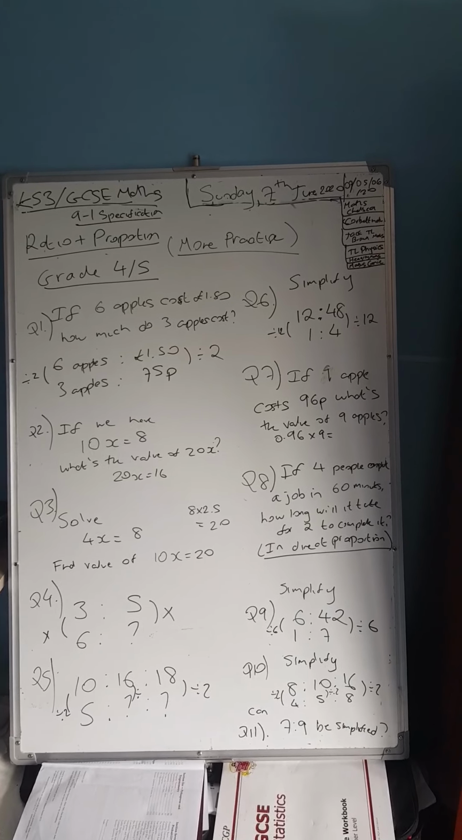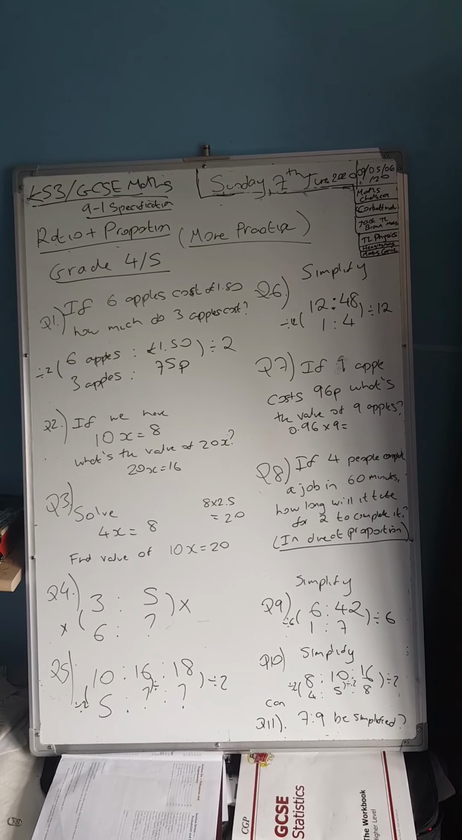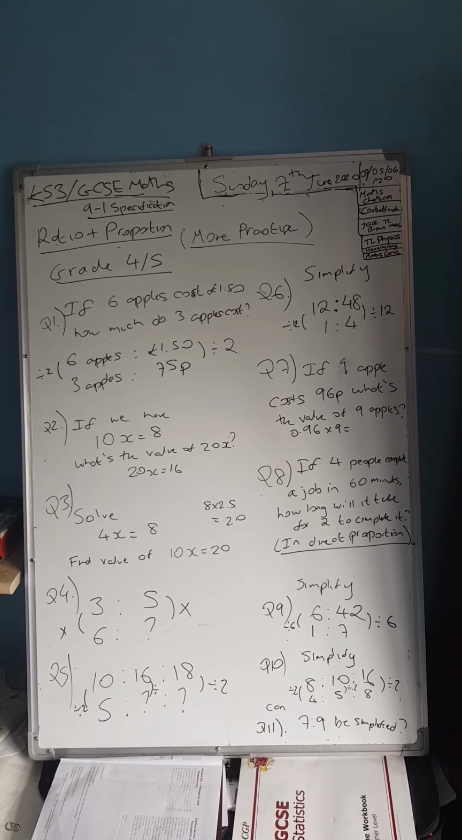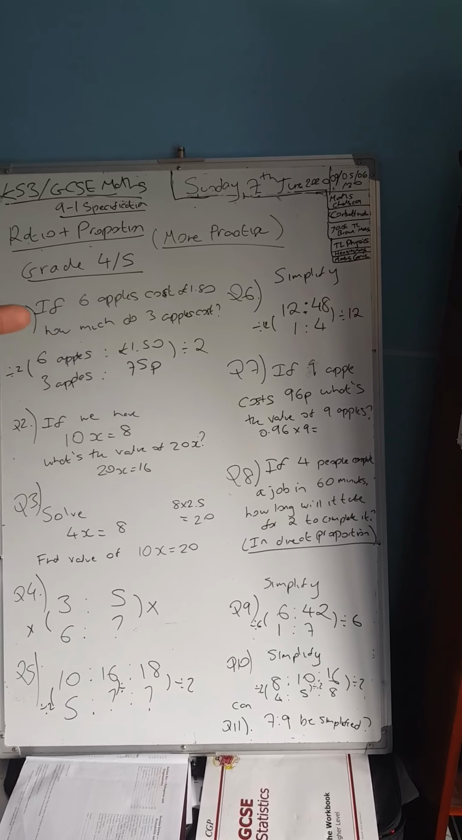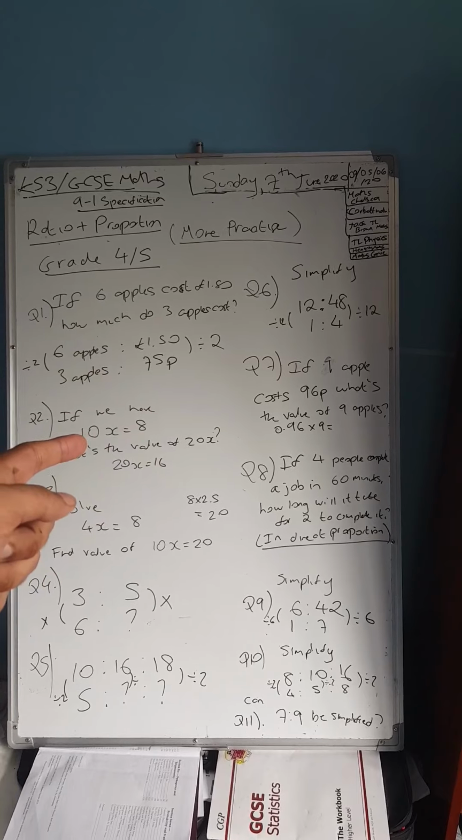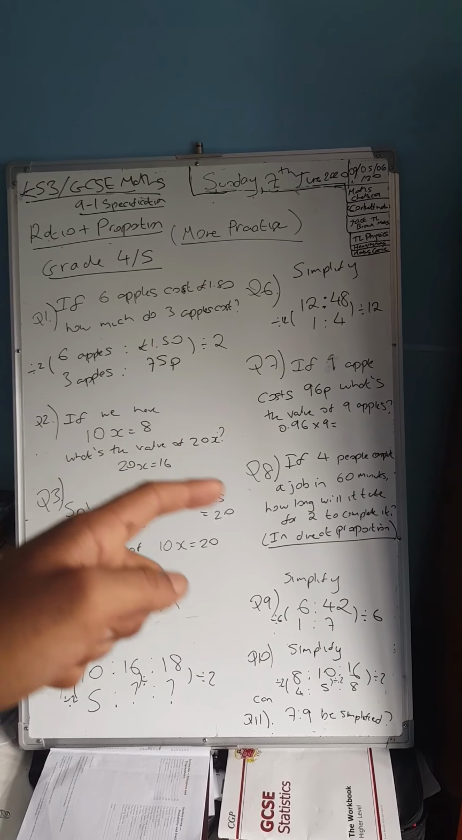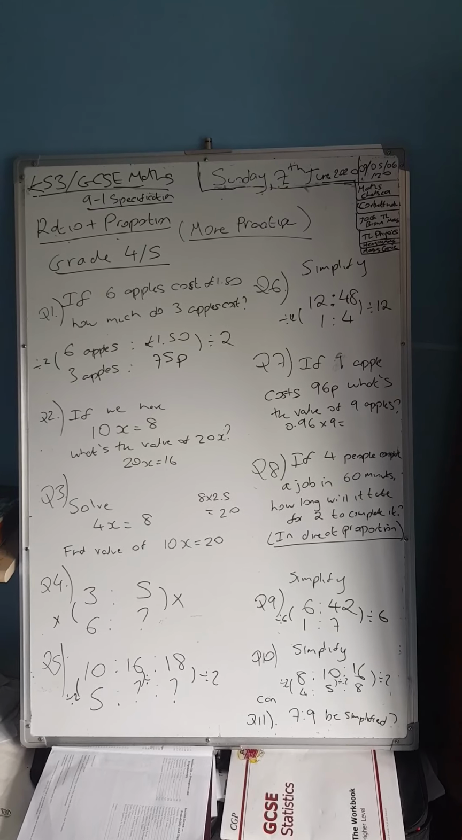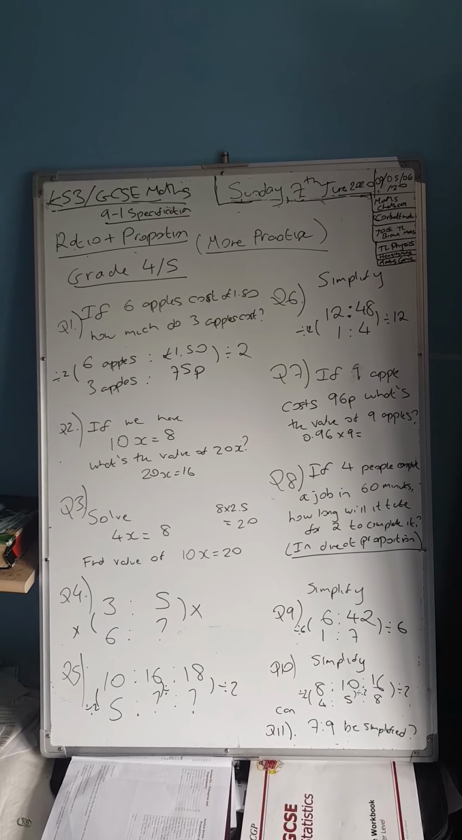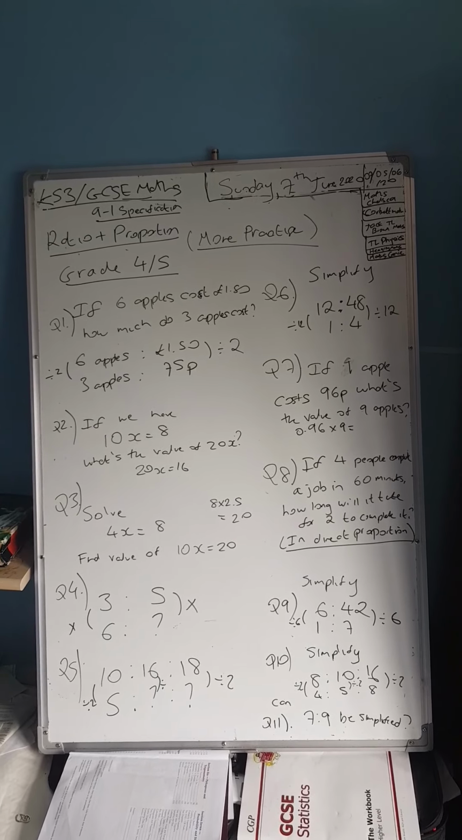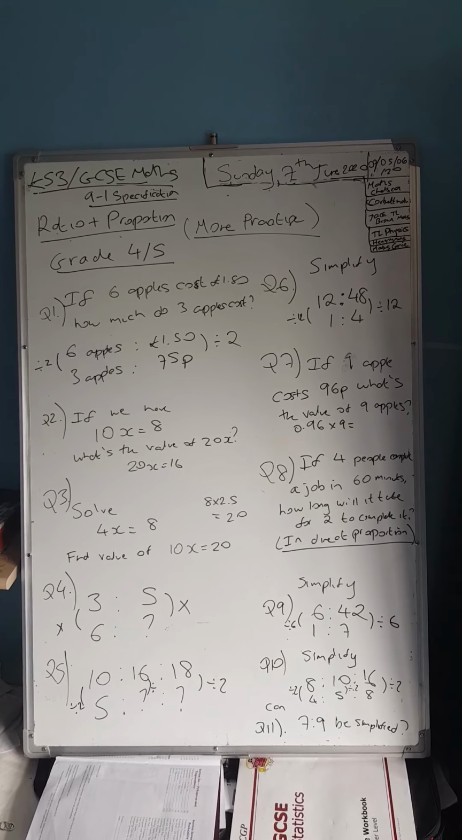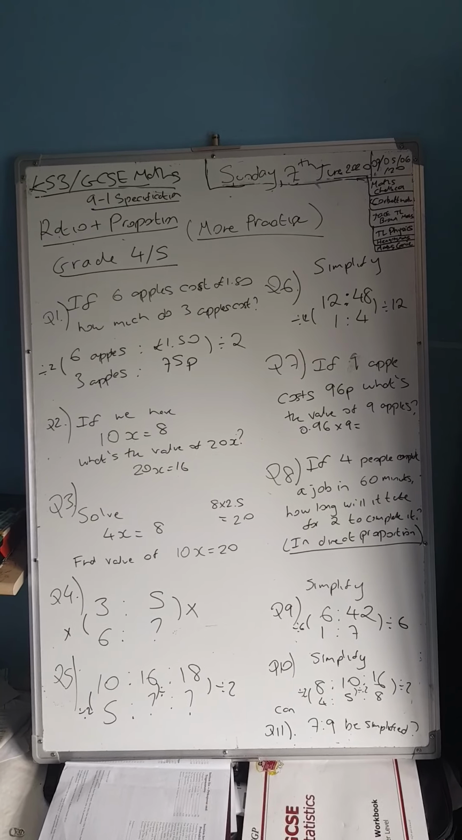Sometimes, guys, I forgot to mention it in yesterday's video, they might ask what we call a best buy question. So you might have this, and then another scenario where 10 apples cost £2, and you might be asked to work out which is better value for money. So you would just compare your answers at the end, if that makes sense. So sometimes you might have a best buy question.